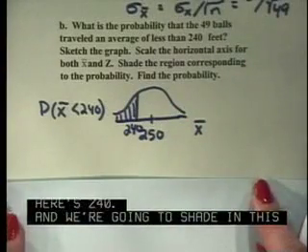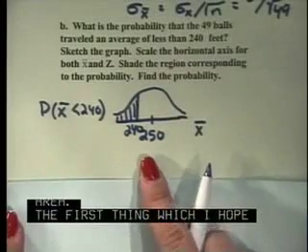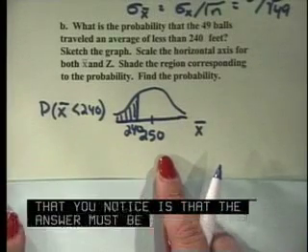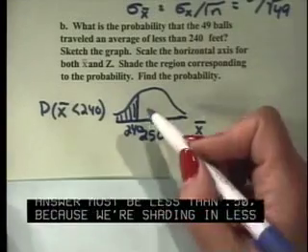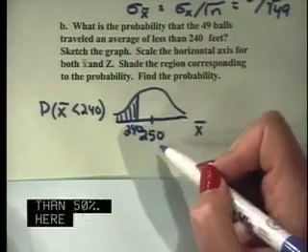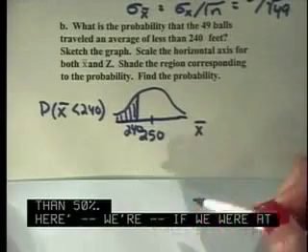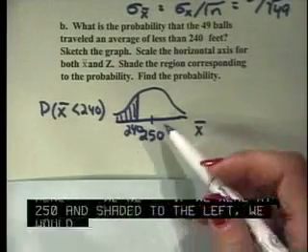The first thing which I hope that you notice is that the answer must be less than 0.50, because we're shading in less than 50%. If we were at 250 and shaded to the left, we would be at 50%. But right now we're shading less than 50%.